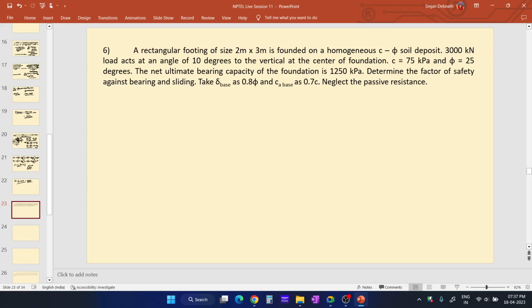A rectangular footing of size 2 meter by 3 meter is founded on a homogeneous c-phi soil deposit. 3000 kilonewton load acts at an angle of 10 degrees to the vertical at the center of the foundation. C equal to 75 kPa, phi equal to 25 degrees. The net ultimate bearing capacity of the foundation is 1250 kPa. Determine the factor of safety against bearing and sliding. Take the frictional angle between base and soil as 0.85 phi and cohesion (adhesion) between the base of the foundation and the soil as 0.7 C. Neglect passive resistance.